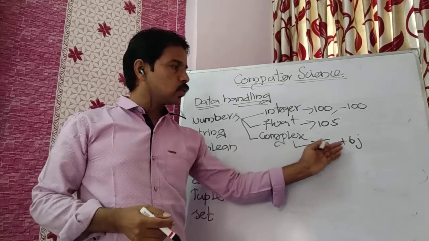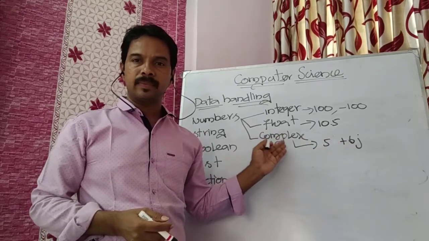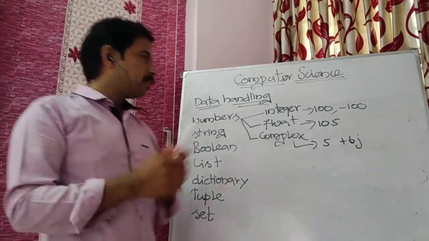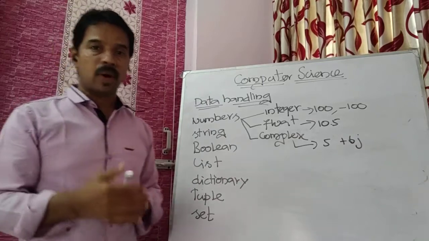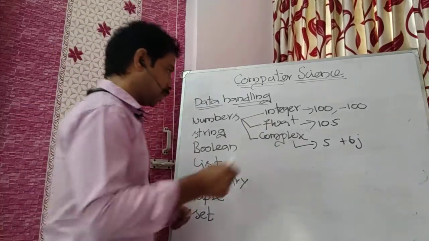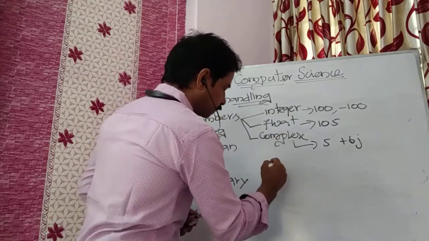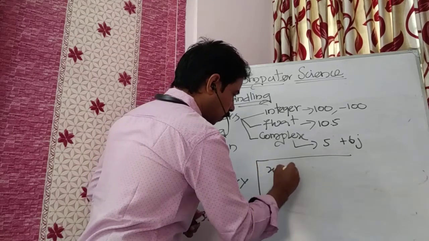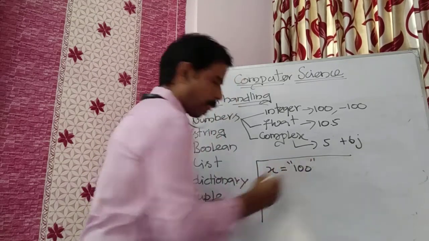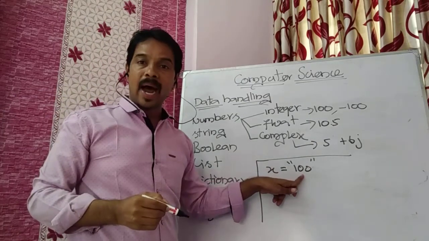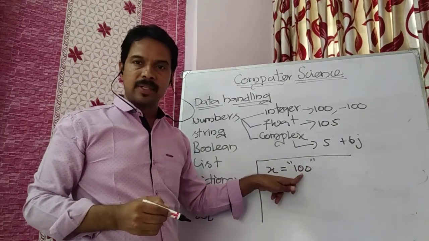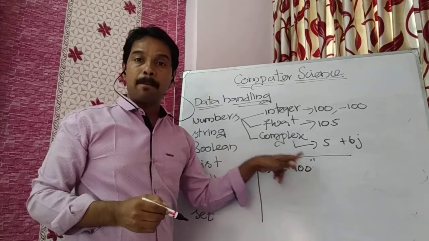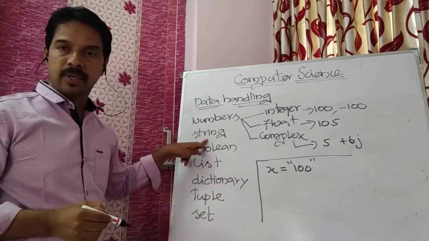Okay, these two combined are called a complex number. For example, if you want to convert from one type to another, say you are entering x is equal to 100. When you enter 100, it is a number, an integer. But if you use double quotes, by default it will become a string.